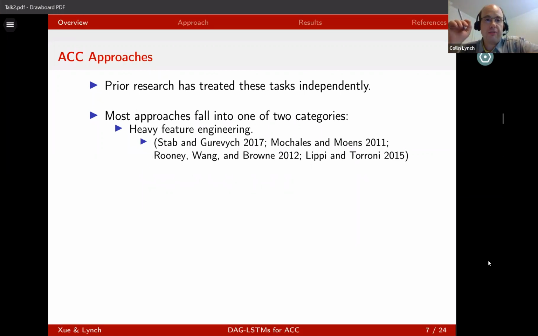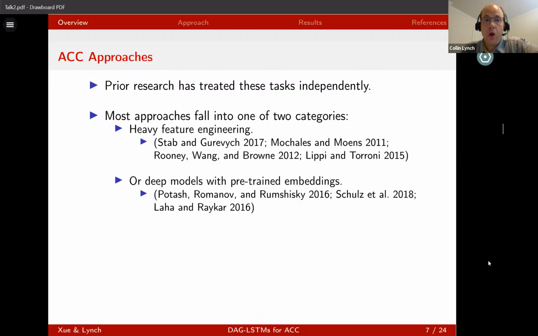Approaches to argument component classification: most prior research has treated these tasks independently and developed different models for each of them. Since we're focused on ACC today, I'm going to talk about just the ACC approaches. Most approaches to argument component classification fall into one of two categories. They're either using very heavy feature engineering, that is a large number of often domain-specific hand-tooled rules which are used to recognize argument components and classify them, or they use deep models that rely on pre-trained embeddings and large amounts of data to classify individual components.